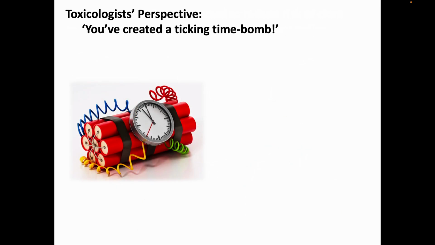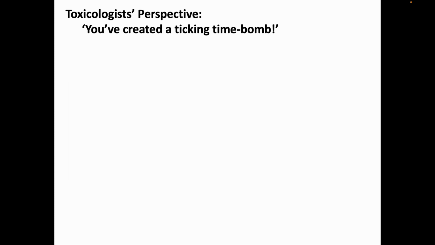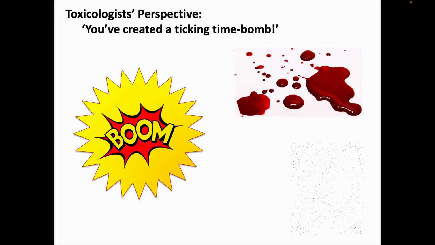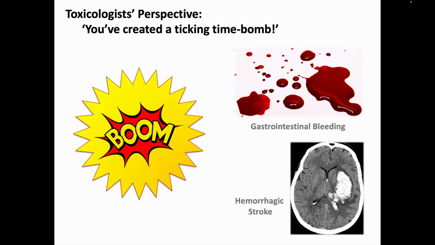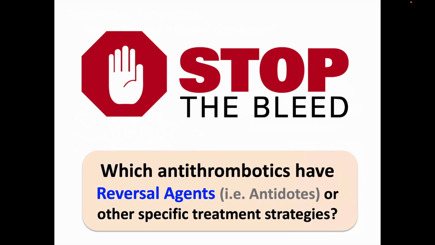It's great that we have these antithrombotic drugs, and I'm sure that they work fine for the great majority of patients. But from the toxicologist's perspective, we're necessarily focusing on what can go wrong, so what you've done is set up a ticking time bomb where it's only a matter of time before we'll see some serious complications like massive GI bleeding or intracranial hemorrhage. And when this occurs, we'd like to be able to reverse the effects of those antithrombotic drugs as rapidly as feasible to stop the bleeding.